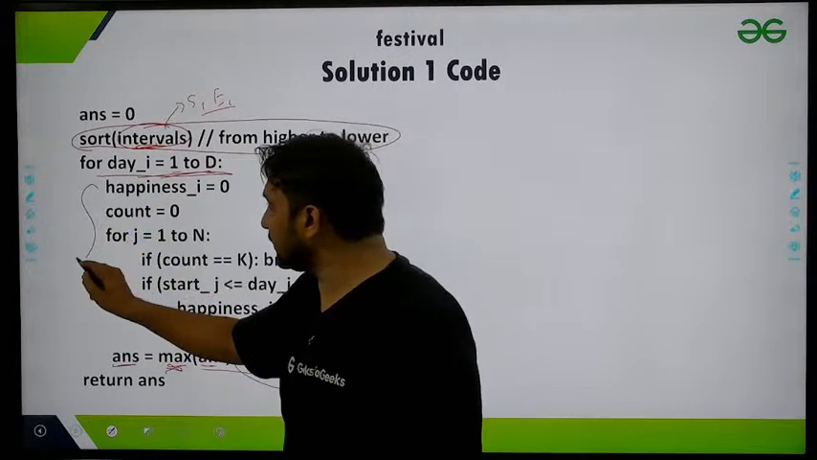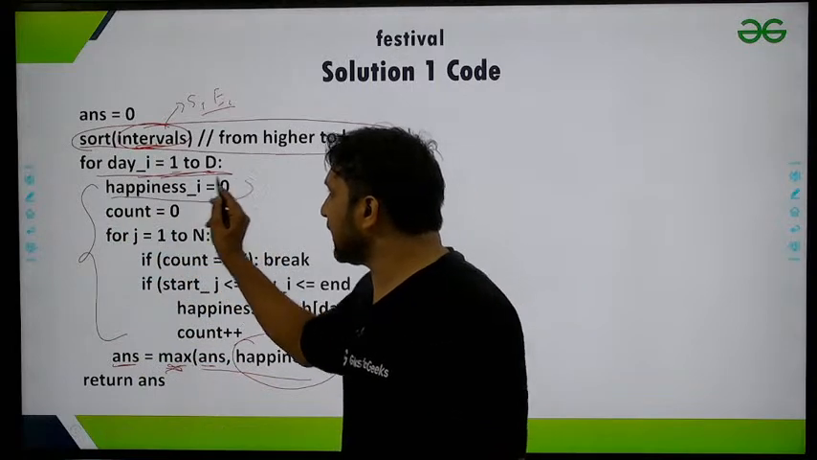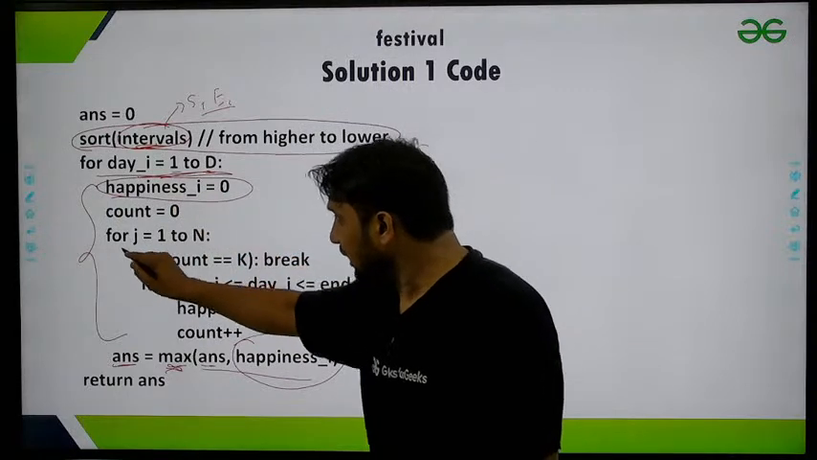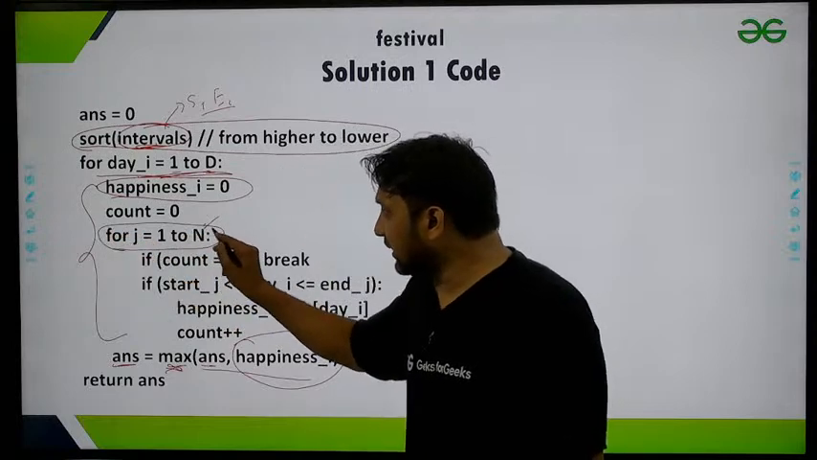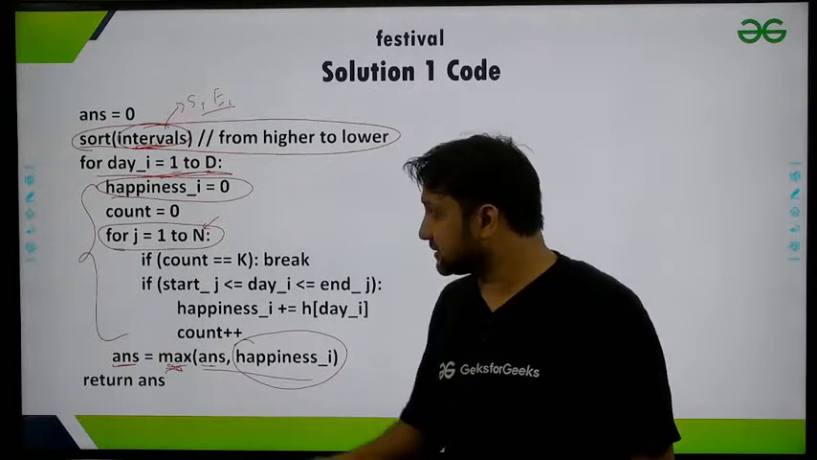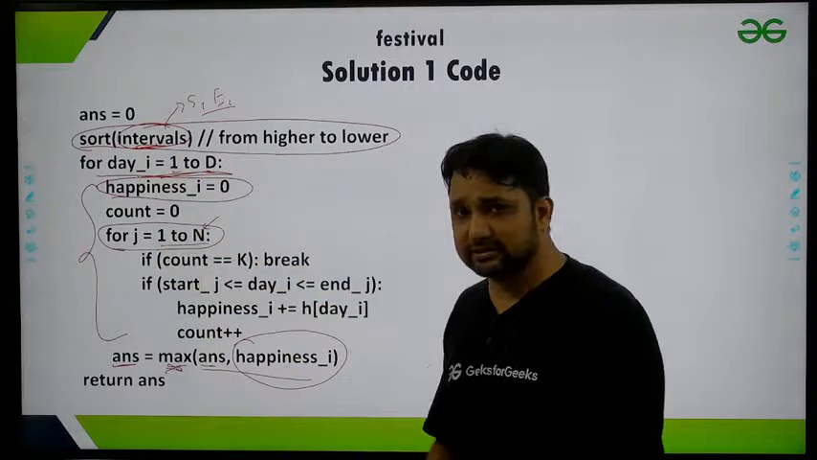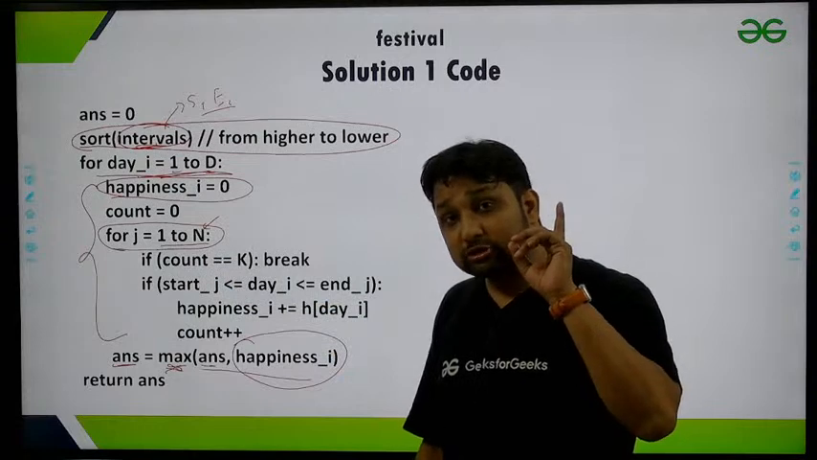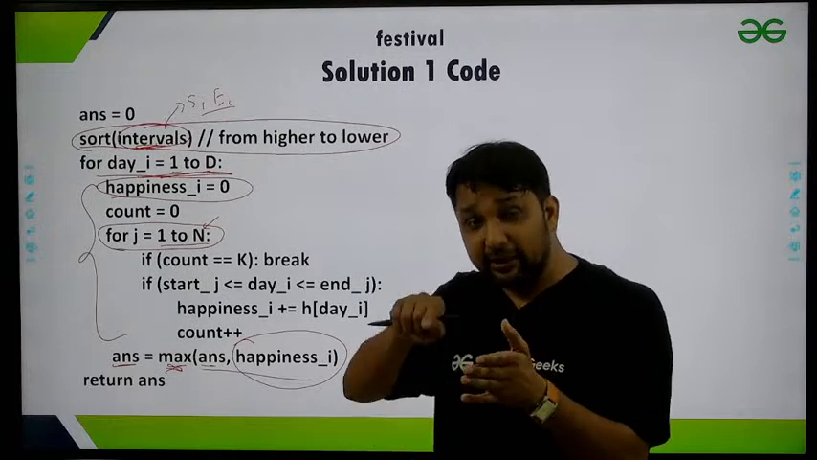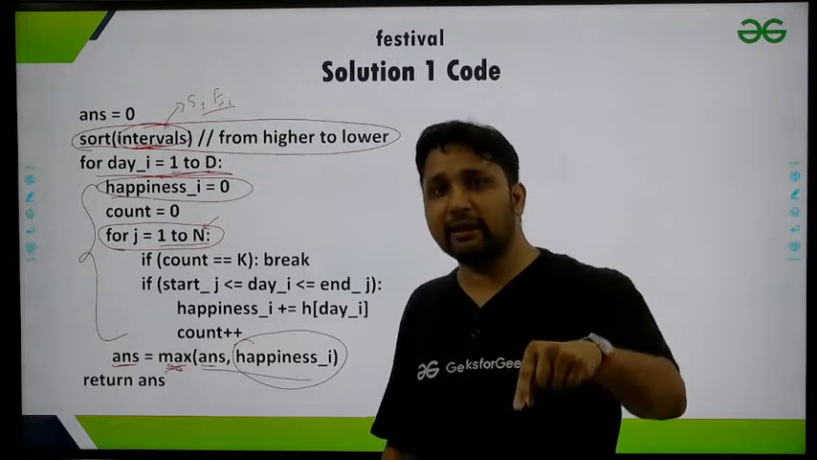So how are we calculating the happiness for one day? We also know that. In the starting I set the happiness for the ith day, for the first day let's suppose 0, and after that I check n rides. For every day we are checking n rides. But I will consider only those rides which are happening on that day.